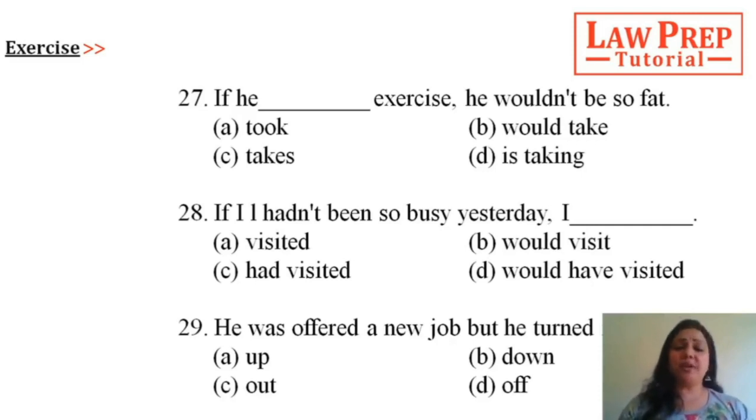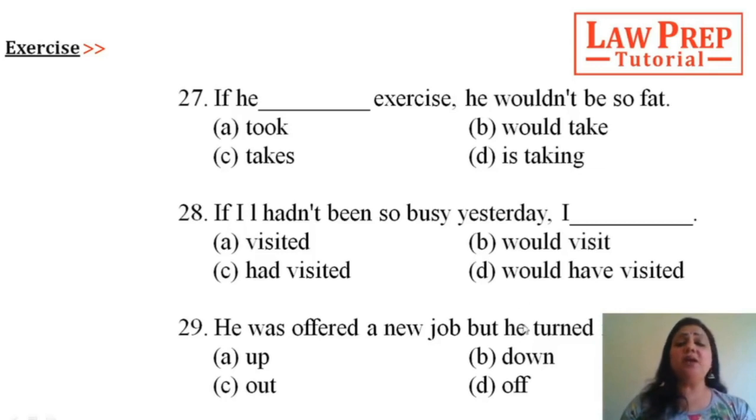Okay, next question. He was offered a new job, but he turned it. See, turn up. This is a phrasal verb question. Turn up means to come up anytime. Don't turn up without information. You shouldn't turn up to someone's house without informing. CLAT 8 has this question. Phrasal verbs are a combination of tenses as well as prepositions.